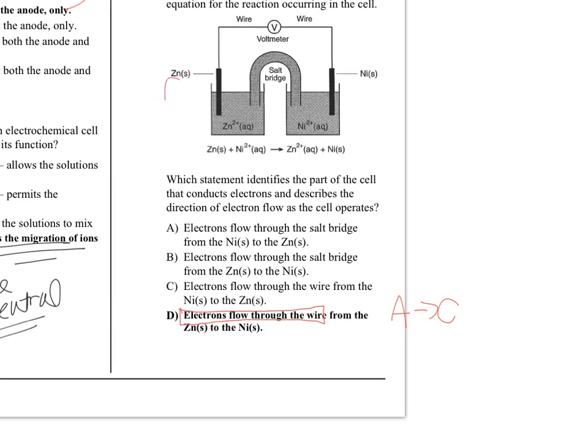So the more active metal would be zinc, which is my anode. The less active metal is nickel, so it flows from zinc to nickel, anode to cathode. We've got D as our correct answer.